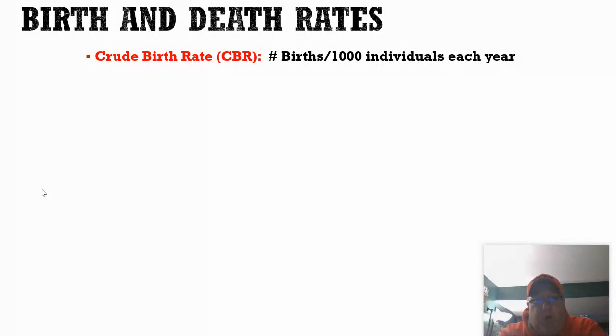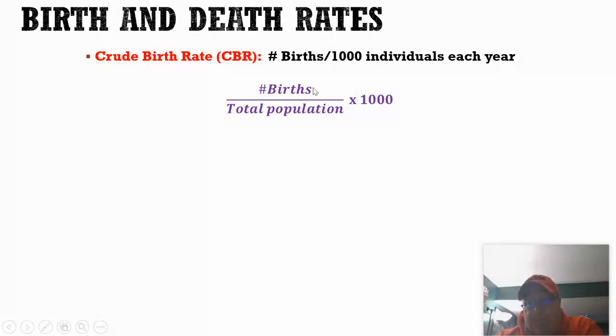The first one is called crude birth rate. It's the number of births per 1,000 individuals each year. So in order to figure out the crude birth rate, you have to know how many births there are. You have to know the total population size. If you know those two things, you just divide them and then multiply by 1,000.